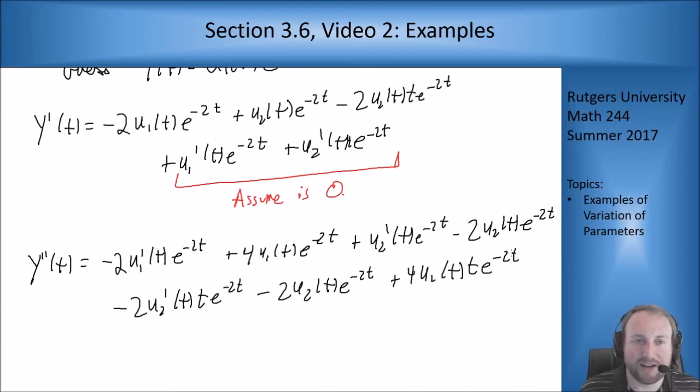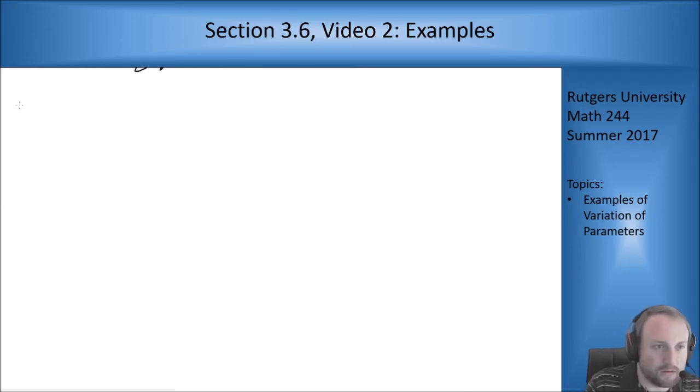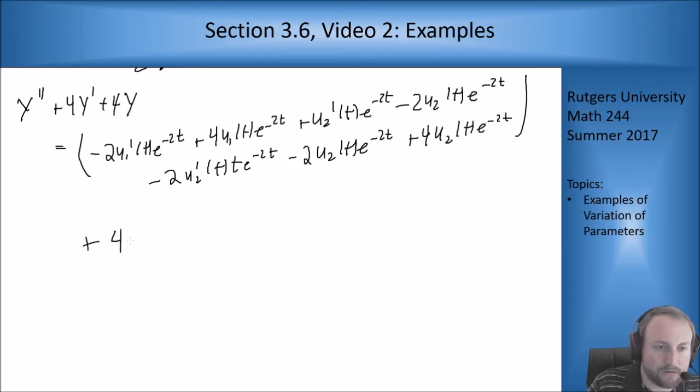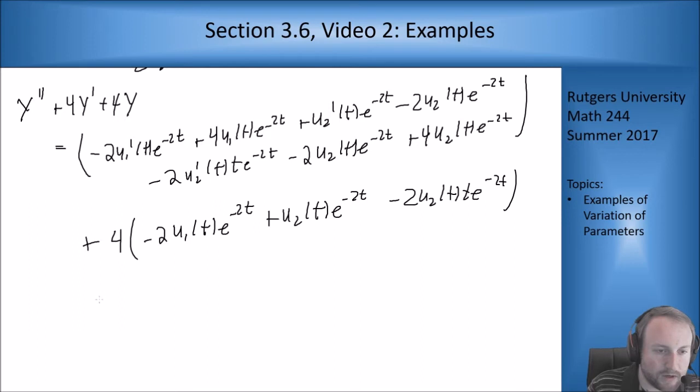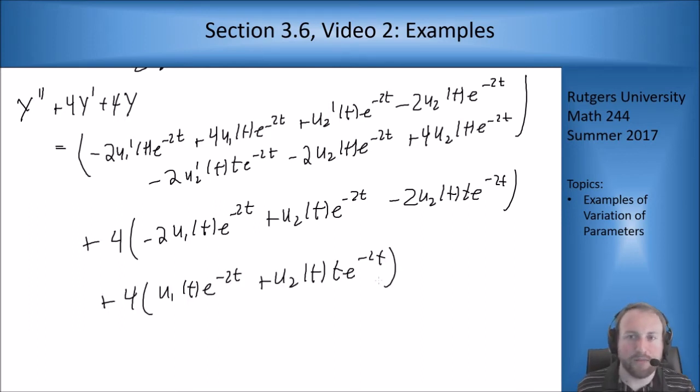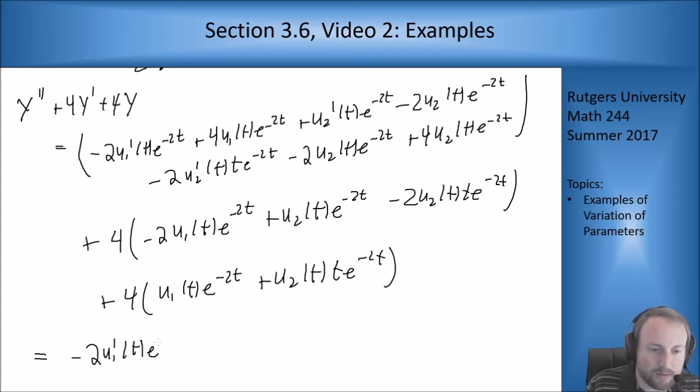Now I want to plug it into my equation, which is y double prime plus 4y prime plus 4y, and see what happens. That's y double prime plus 4 times y prime, and then plus 4y, and that's my whole equation. Yes, it's a lot, it's kind of nasty, but now let's do all the grouping that we had before. Let's pick out the u1 prime, the u2 prime, the u1, and the u2. The u1 prime is just on the first term, as before, so minus 2 u1 prime of t e to the minus 2t, plus the u2 prime, which only shows up twice, here and here.